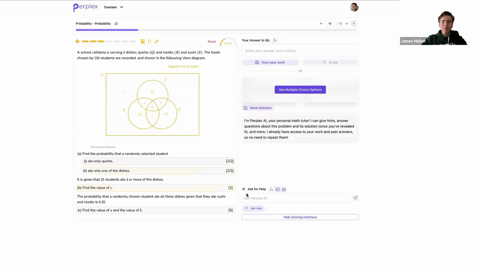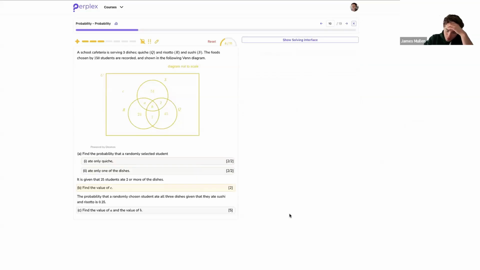Now, it is given that 25 students ate 2 or more dishes, okay? So we need to find the value of C from that. So 2 or more dishes corresponds to this entire region here, okay? So that means that A plus B plus 9 is equal to 25. Now, how does that help me find C? Well, now I know everything that's in the intersection of S and R, or S and Q, or all three.